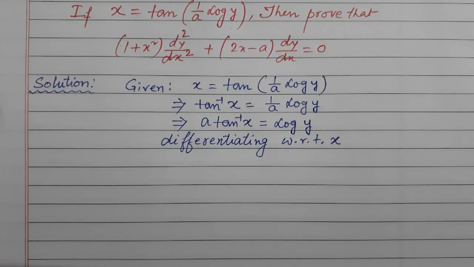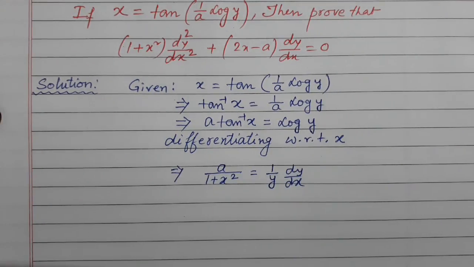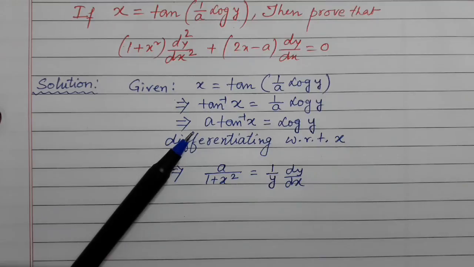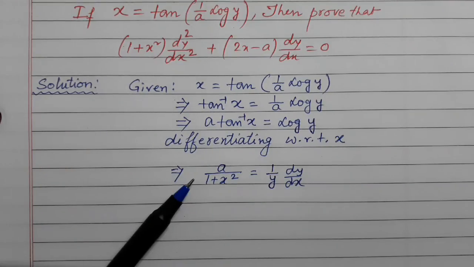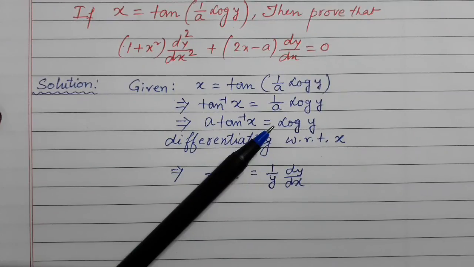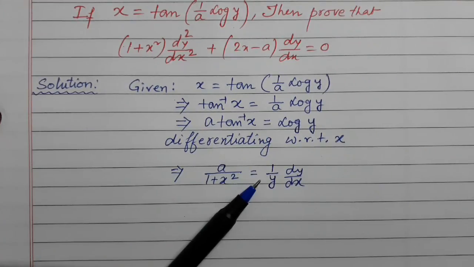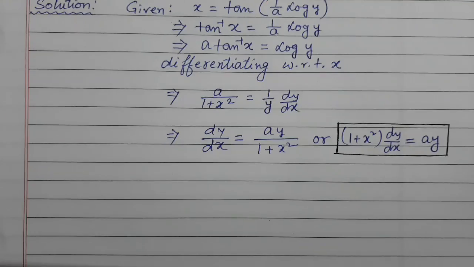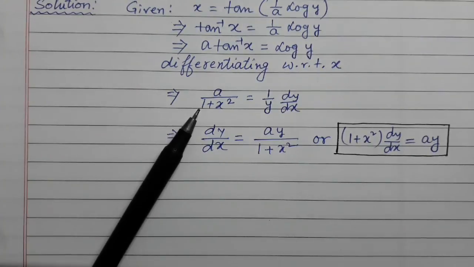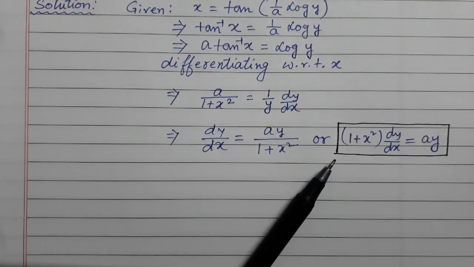Now I will differentiate both sides with respect to x. Then we get this, where the differentiation of a tan⁻¹(x) is a/(1 plus x²), and the differentiation of log y is (1/y) dy/dx. Hence, after cross multiplication of y and (1 plus x²), we get (1 plus x²) dy/dx equals ay.